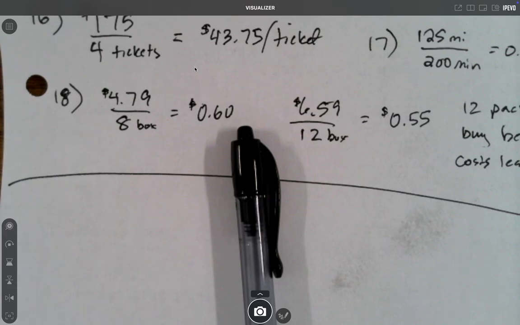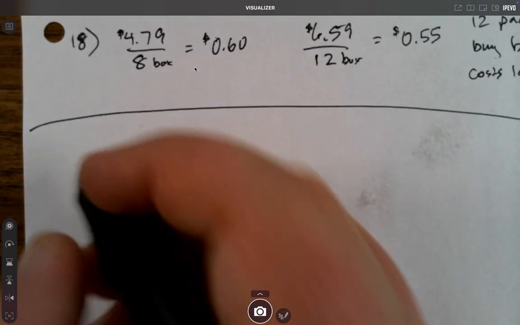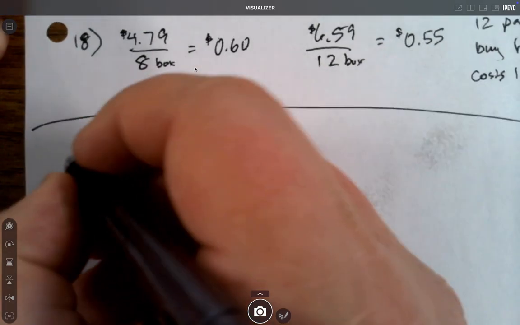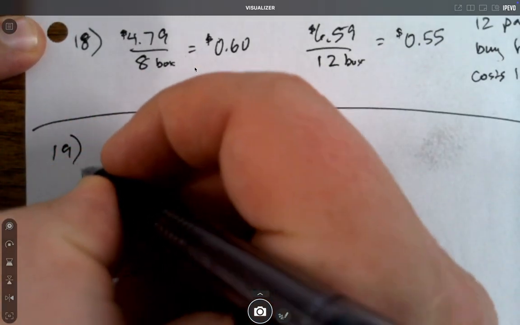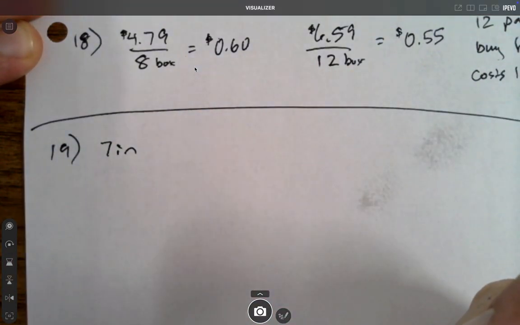Yes, it's on page 278, and I'm not going to keep flipping back and forth to that. I think that would make the video take too long. So I'll just make sure I explain where it is on that table. And I encourage you to have that table open so you can look at it. So on 19, they're asking us to convert 7 inches into centimeters.